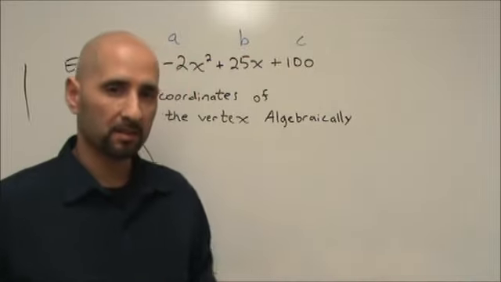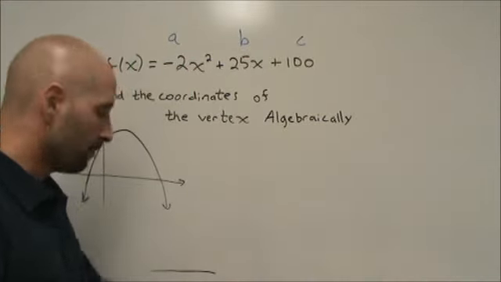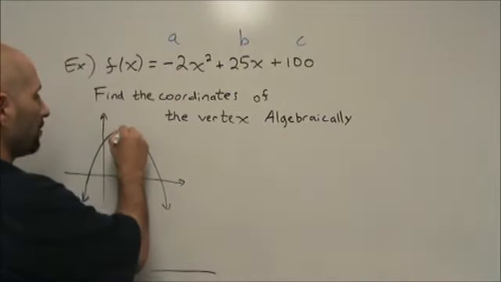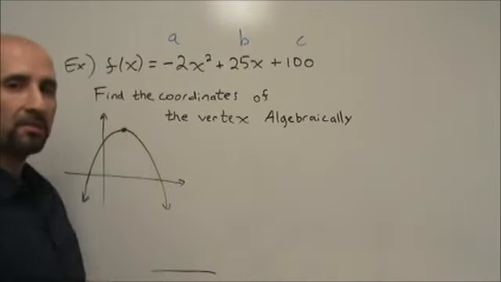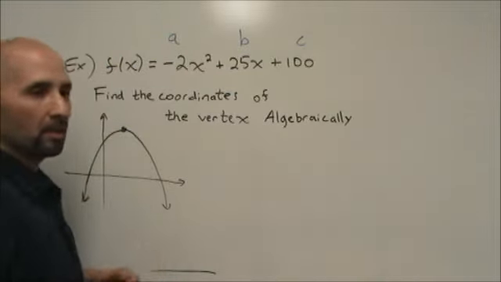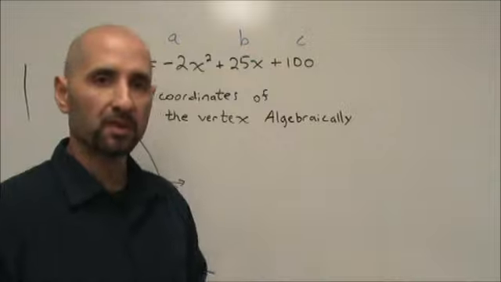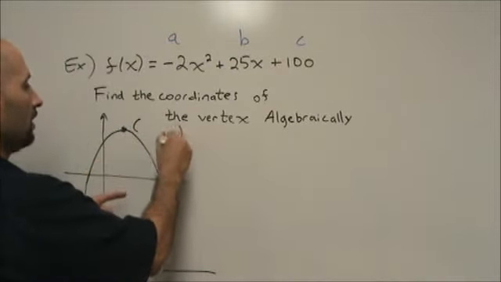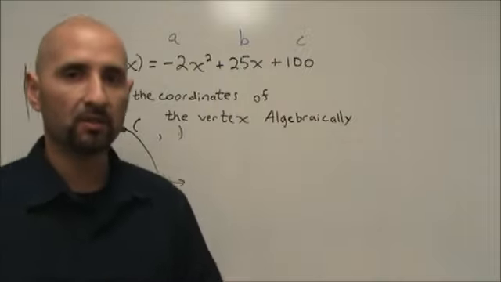Now, the goal here is to find the coordinates of the vertex. The vertex, in a parabola that opens down, is the top of a hill. So we're interested in finding the point, or the coordinates of that point, the topmost point, also called the turning point or the vertex. So this guy has two coordinates that we're interested in finding. And so let's go find those algebraically.